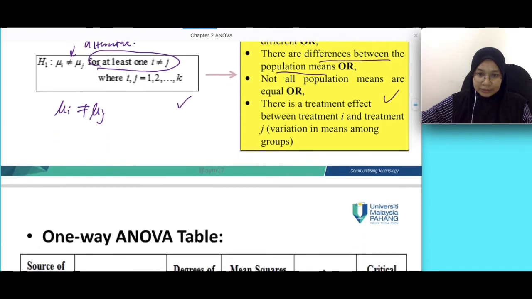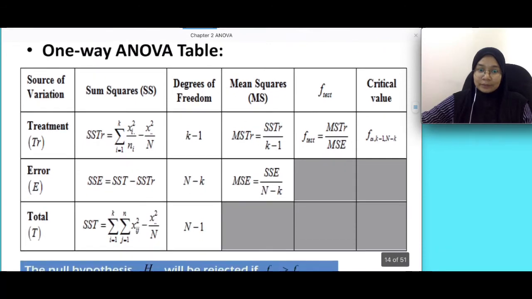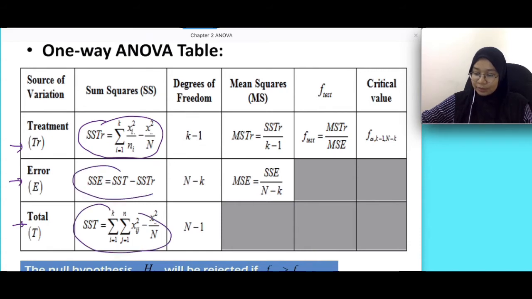After the hypotheses, you want to construct the ANOVA table. Manually, this will be your ANOVA table: treatment, error and total. SSTR is the sum of squares treatment, then sum of squares error and sum of squares total. This column is the degrees of freedom, where k is your treatment. Then this one is your F test, and this one is the critical value.